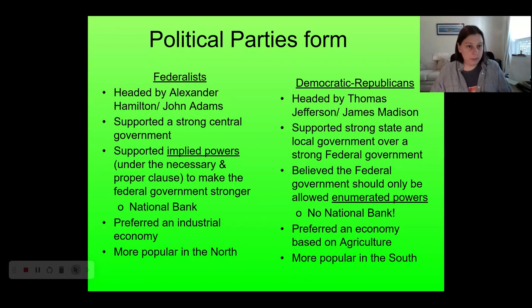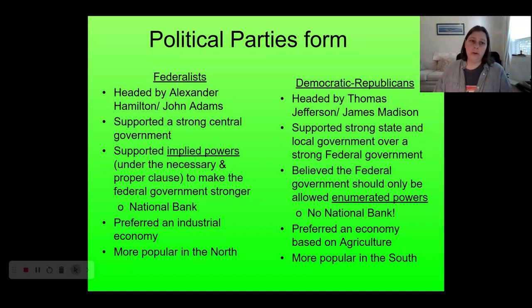The opposing position to that, mostly articulated by Thomas Jefferson and his cohort James Madison, both from Virginia, is that no, this is an overreach of power. We just wrote the Constitution a few years ago. This isn't in there. And the federal government should be limited to only enumerated powers, only the things that are directly in the Constitution. So Federalists, broad powers, Democratic Republicans, narrow.